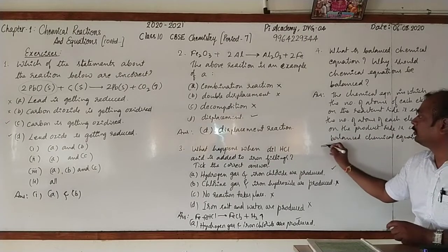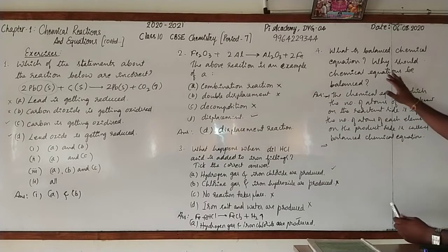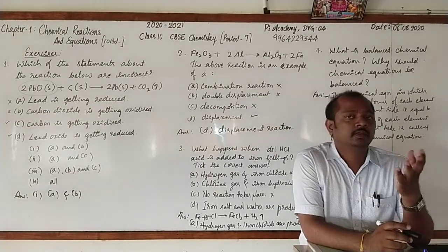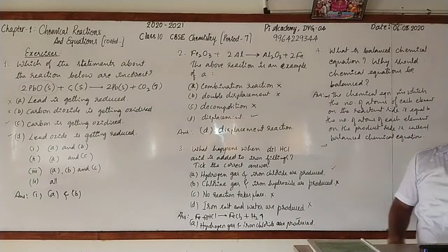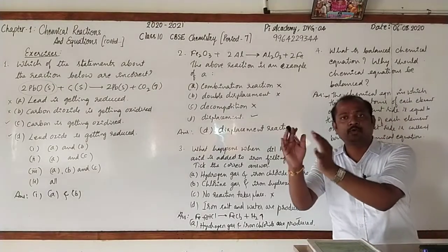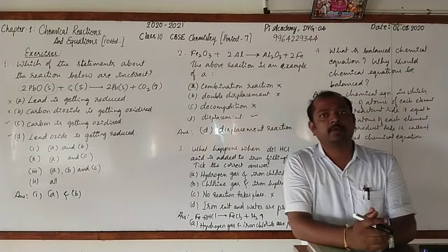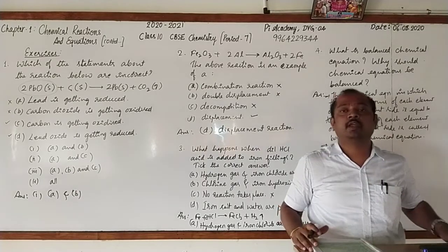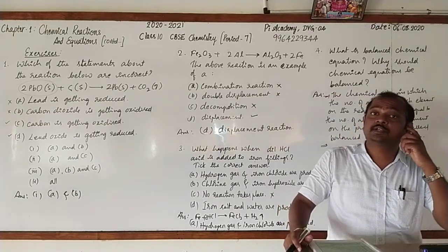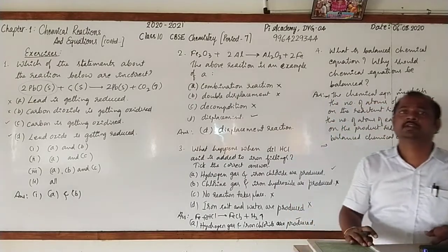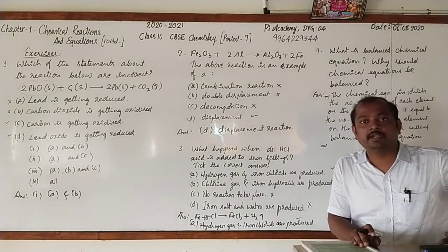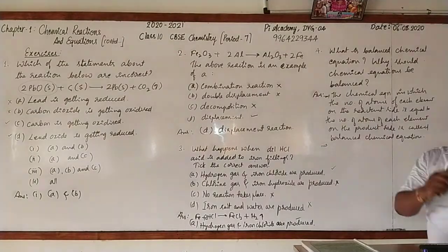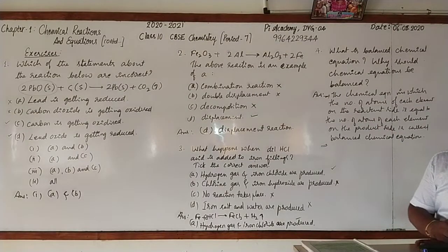Right? Now, the sub question: why should a chemical equation be balanced? Dear students, you know that in any chemical reaction, the total mass of the reactants will be equal to the total mass of the products. Is it not? This is possible from the law of conservation of mass. It states that mass can neither be created nor destroyed in a chemical reaction. Hence it has to satisfy the law of conservation of mass.